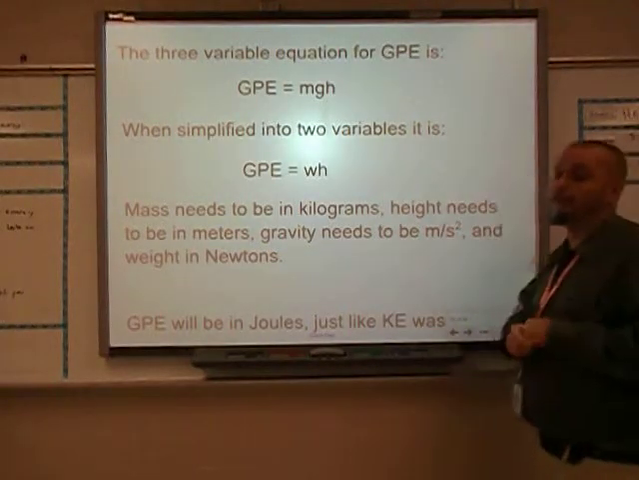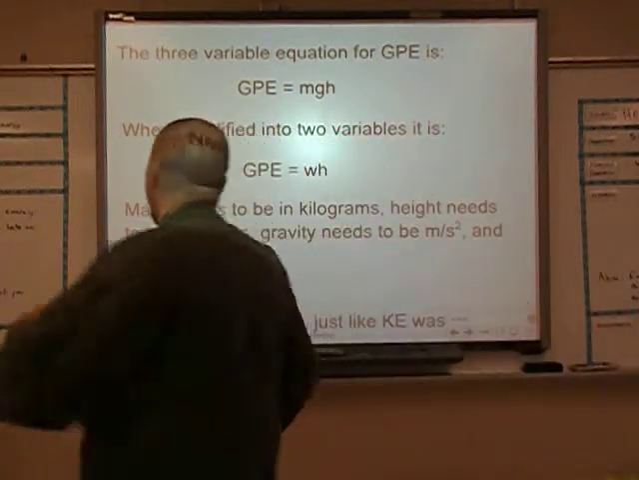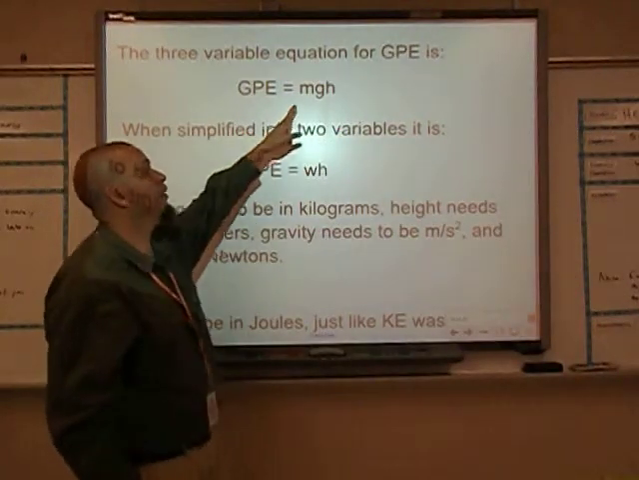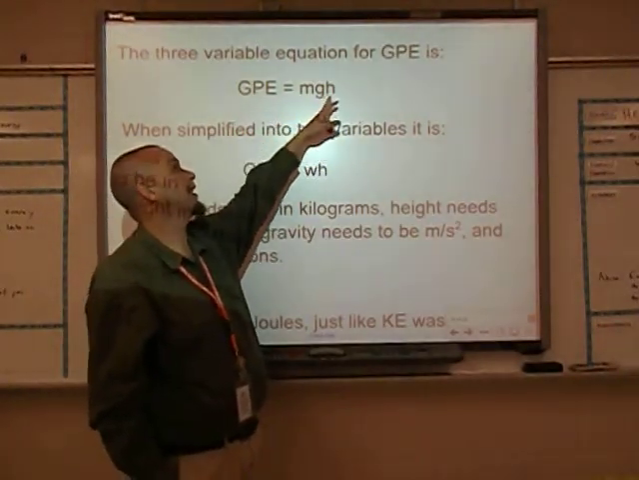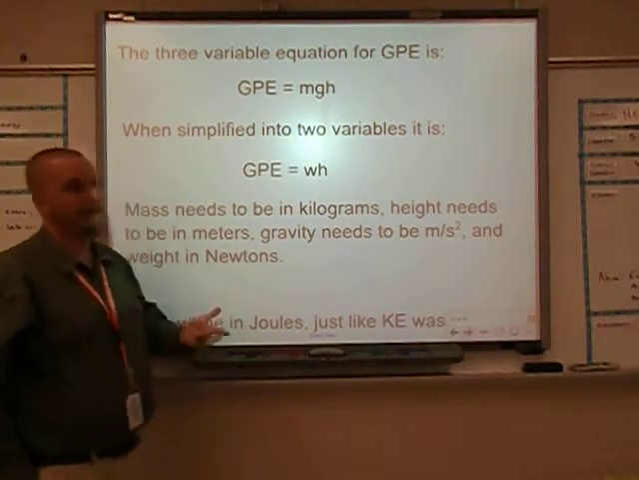It does give us two different equations that we could use. This first one has all three variables in it: mass, height, and gravity. Usually it's written as mgh.